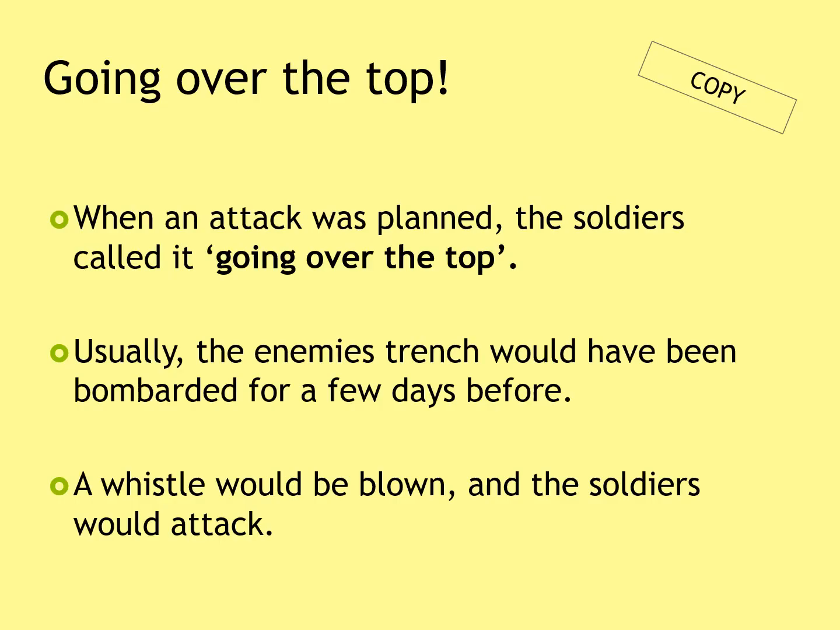So, now that you've looked at what a trench system was like, how a trench was built and how it affected soldiers' daily lives, what the soldiers' dugouts were like, some weapons that were used. One of the most terrifying moments of a soldier's life was going over the top. And when an attack was planned, the soldiers called it going over the top because they literally went over the top of the trenches. Now, usually, the enemy's trench would have been bombarded for a few days before, so it would have been bombed with heavy artillery.